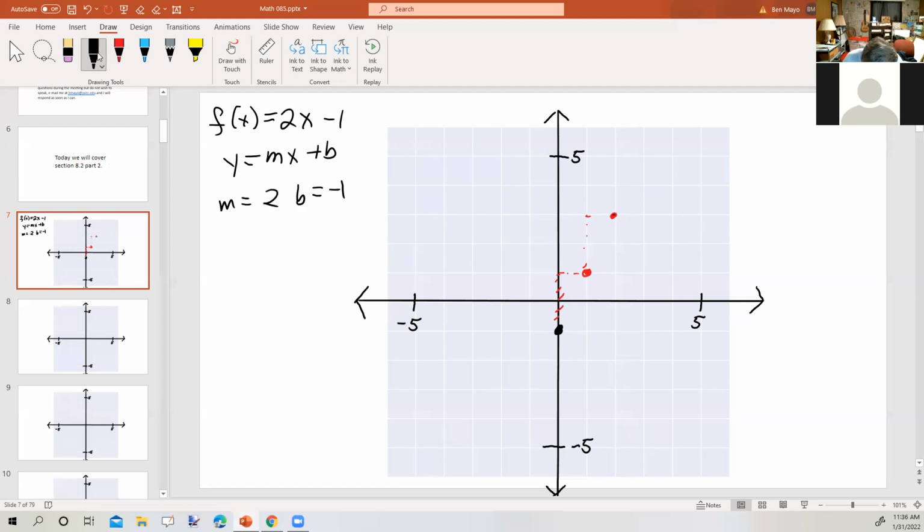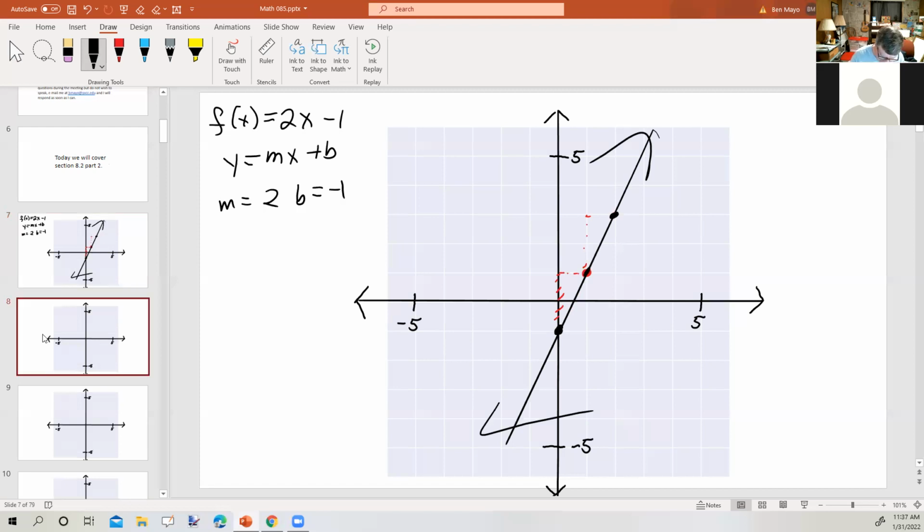So I've got these points. And here is the graph of f of x equals 2x minus 1. Any question about that?